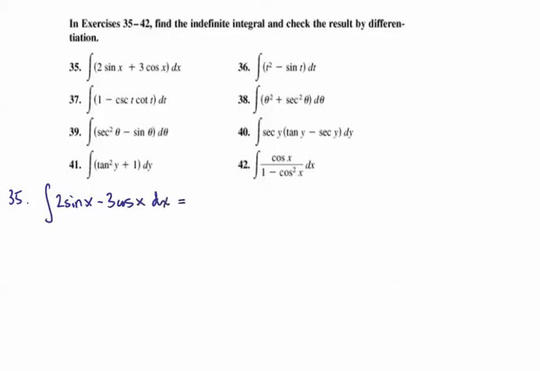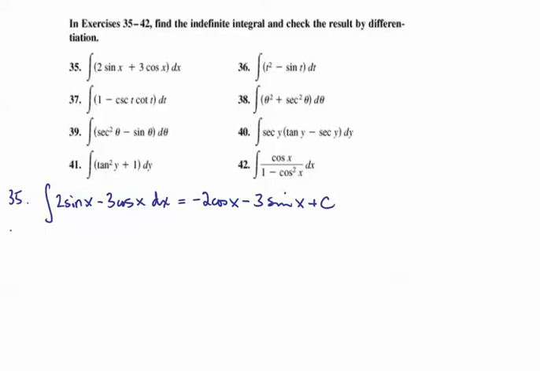And the antiderivative of sine is negative cosine. So the first would be negative 2 cosine x. Then the antiderivative of cosine is just sine. So minus 3 sine x and plus c.